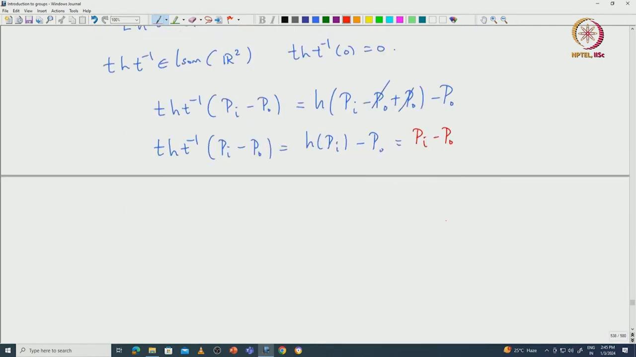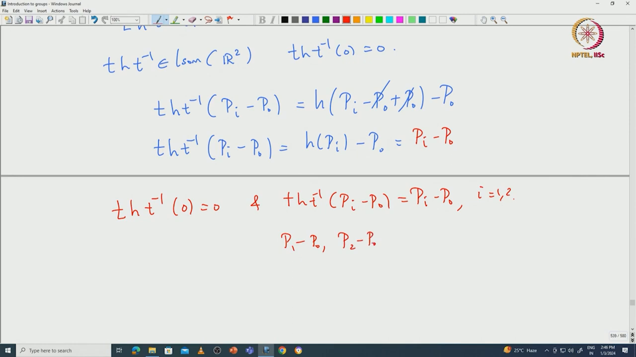So that means this T H T inverse fixes the origin and it fixes these two points. T H T inverse of P I minus P naught is the same as P I minus P naught, where I ranges from 1 to 2. But note that these are P1 minus P0 and P2 minus P0, so these points are linearly independent. So they form a basis. These two points form a basis for R2, and you have a linear operator that fixes the basis vectors. So that linear operator must be the identity. There is no other option.